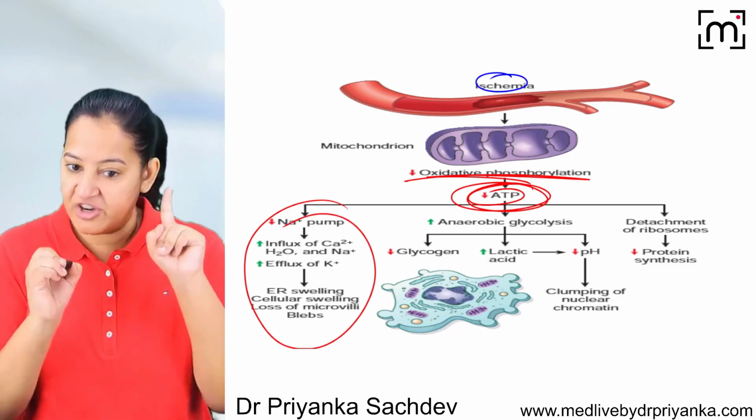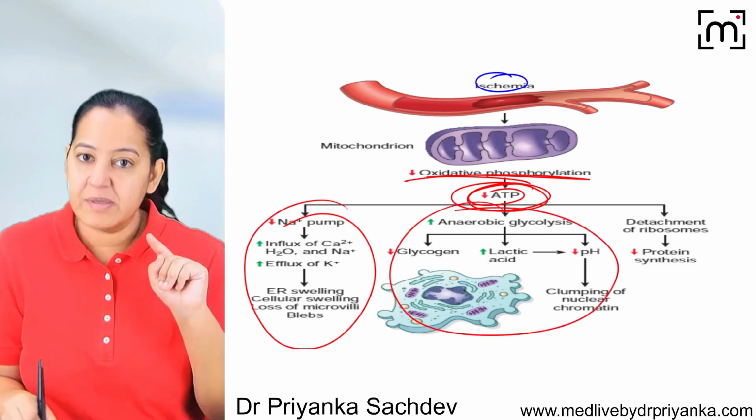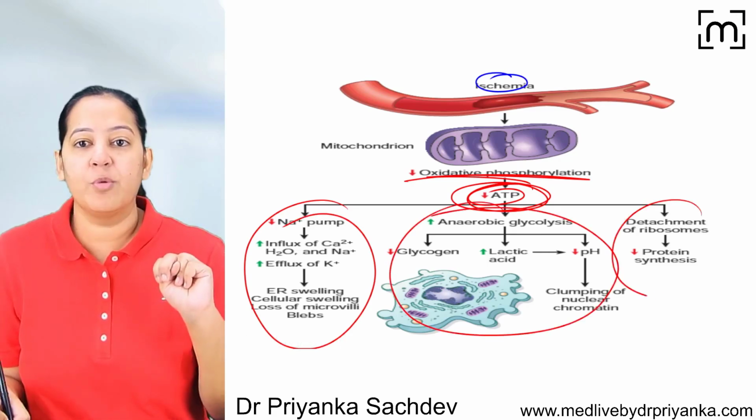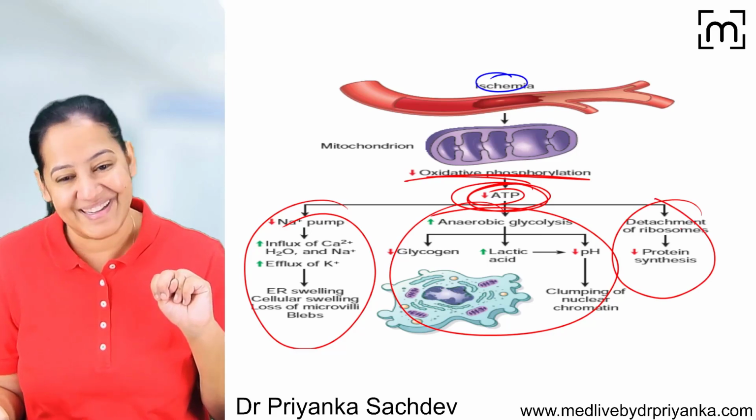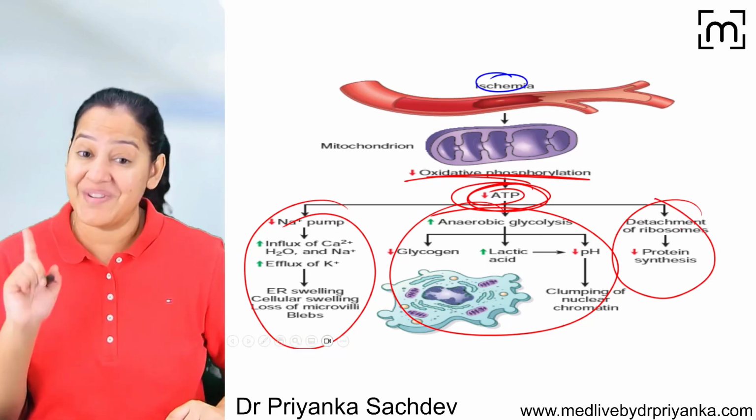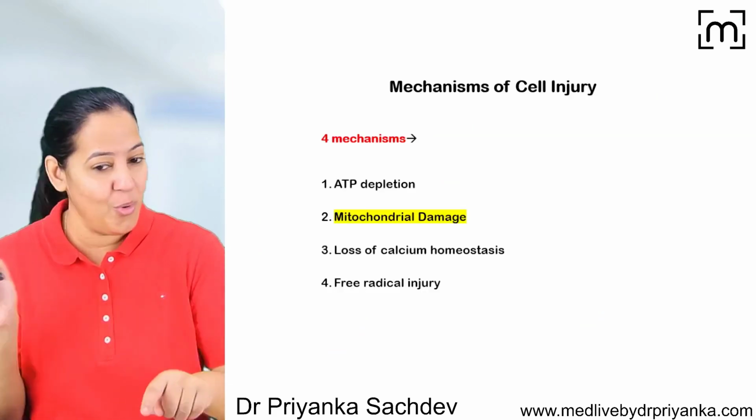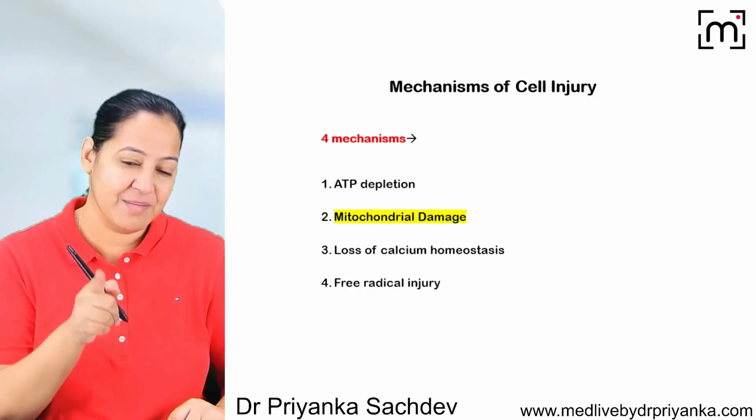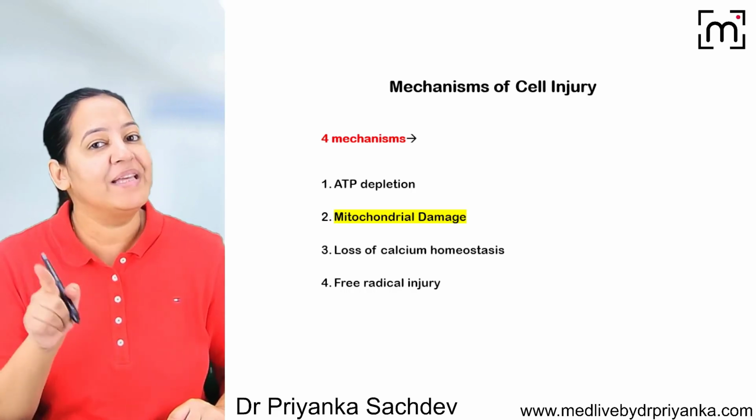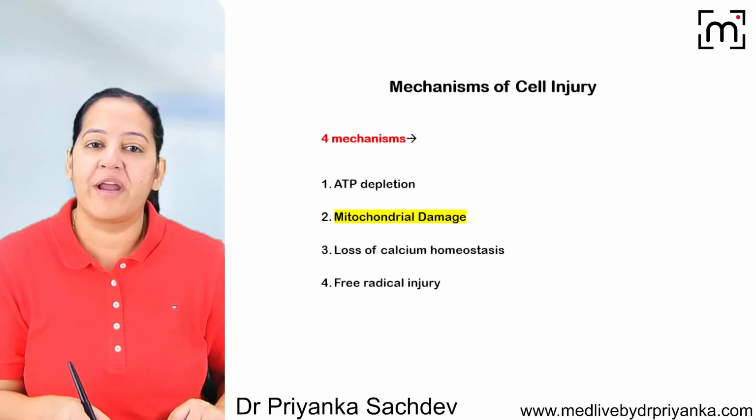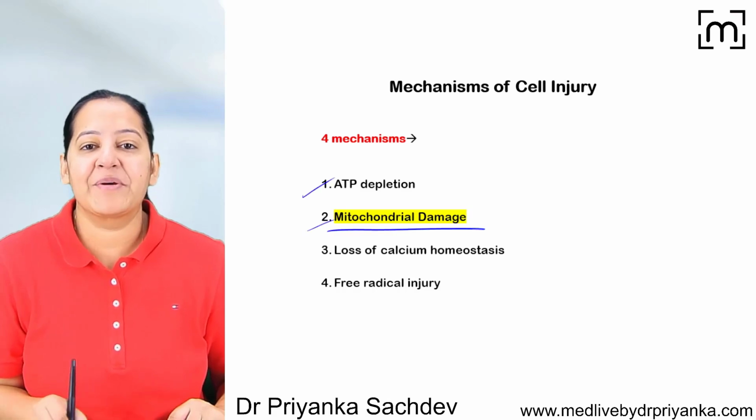Sodium potassium pump is not functioning, the first thing. Anaerobic glycolysis, the second thing. And the ribosome gets detached from the endoplasmic reticulum, the third thing. So combine the three flowcharts together. Draw flowcharts in your exam. Don't write paragraphs. If you want to get maximum marks in your university exam, please draw flowcharts and diagrams. Don't write paragraphs. The second mechanism is the mitochondrial damage.